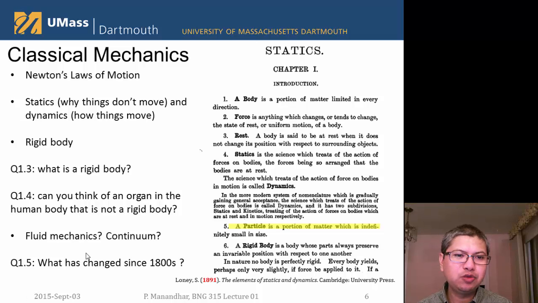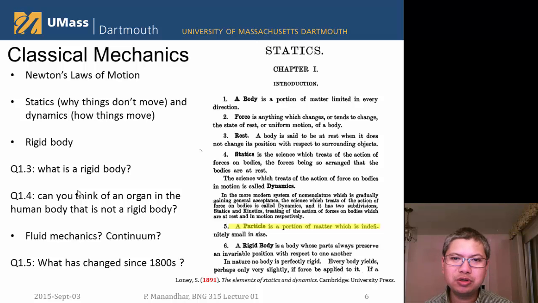For those watching on the web, I'd like you to think about the other questions. 1.4, can you think about rigid bodies in the human body and organs that are not rigid? And what about fluids? Are those rigid bodies or are they something else?